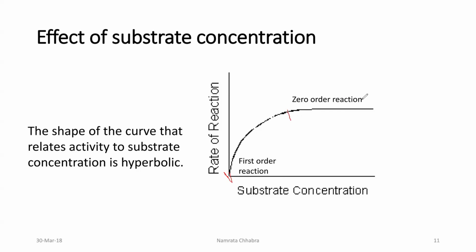And of course, this is a zero order reaction. When we say zero order reaction, it means that at this point, increasing the substrate doesn't have any effect on the rate of the reaction, because all the substrate has occupied the active sites of the enzyme. So that is why it's zero order. The rate of the reaction is independent of the concentration of the substrate.